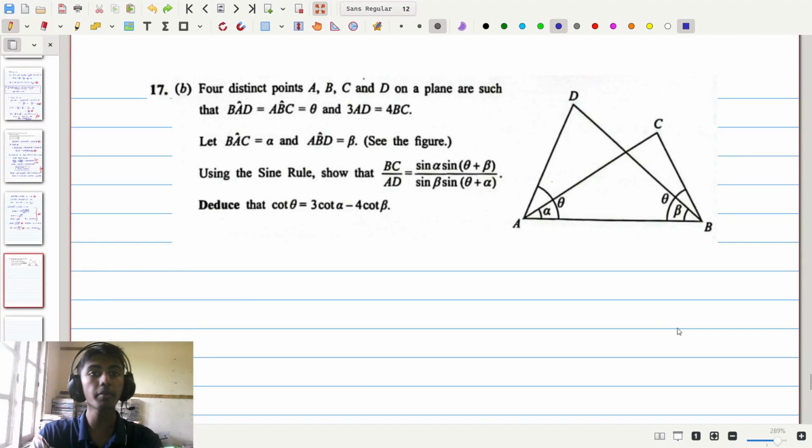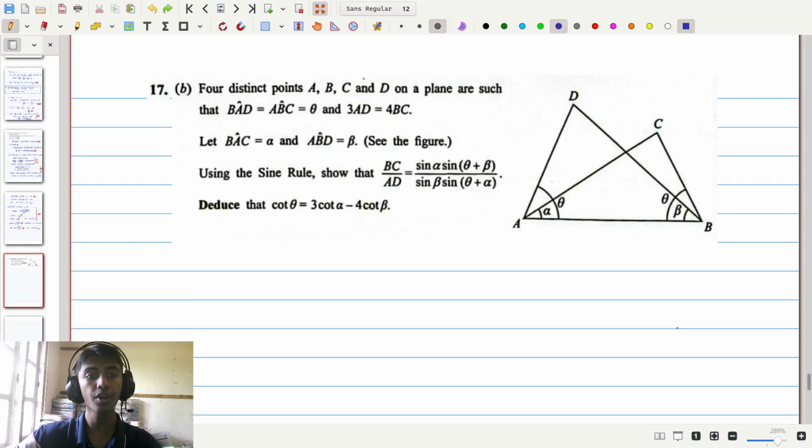2025 A-Level Combined Mathematics Paper 1 Part B, question number 17 Part B. Question number 17 Part A was discussed in a previous video, link in the top right, and question number 17 Part C will be discussed in a future video, link in the top right. If we consider question Part B, this question has mostly to do with the sine rule.